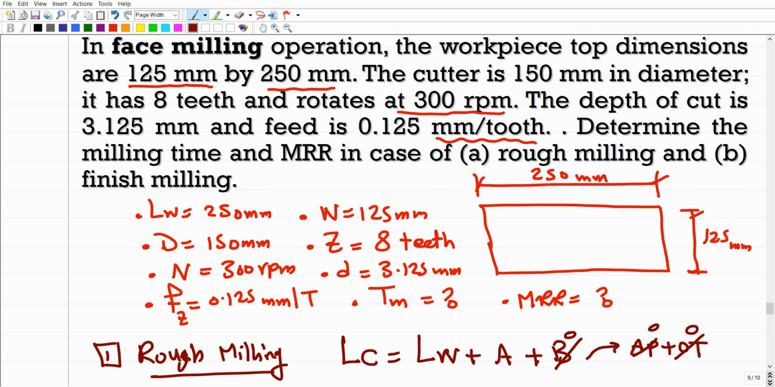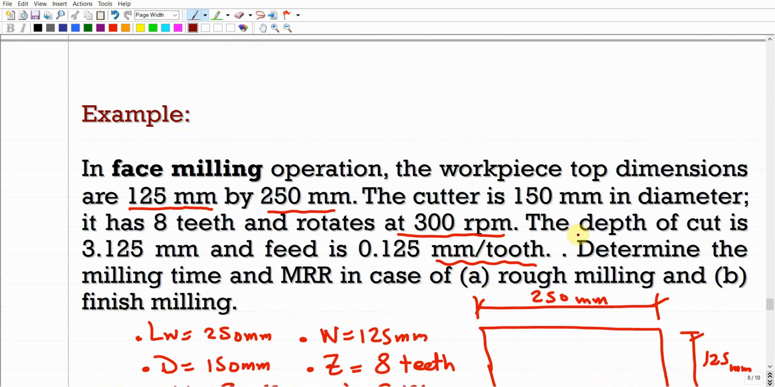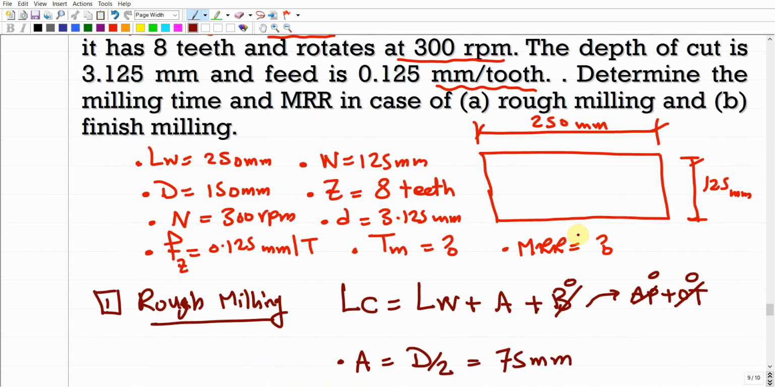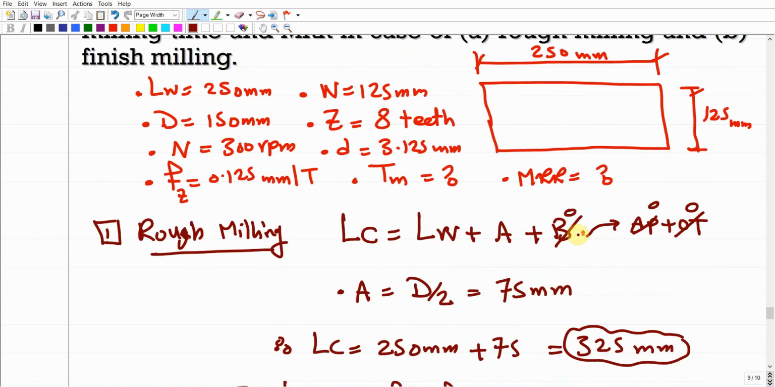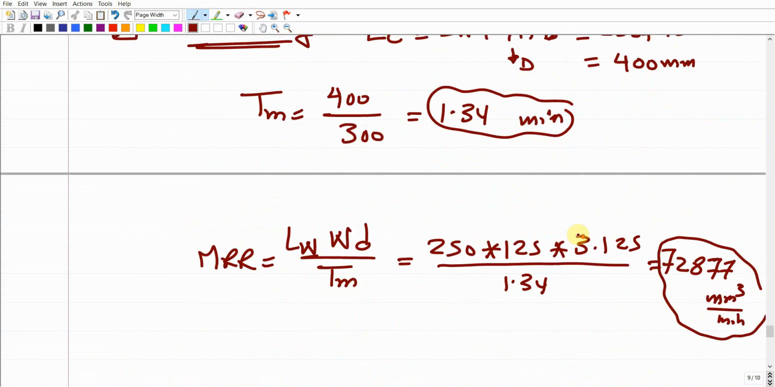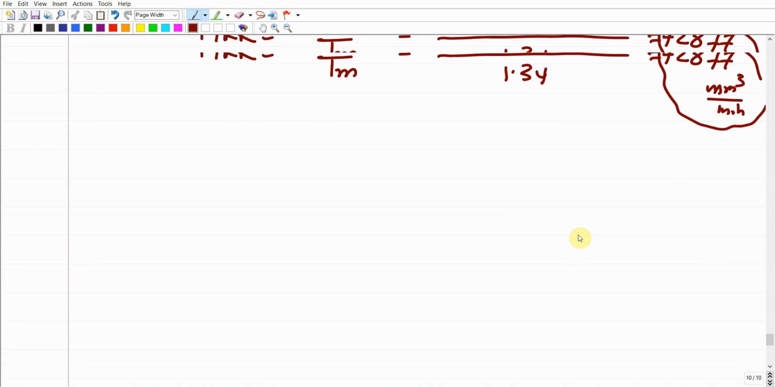I just gave you this example to explain that in case I ask you to do rough milling, the only difference is when you calculate A, you're going to use A as D over 2. For the finish milling, it's going to be just D. Make sense? So this is for the milling operation, and this is going to be the end of this video.